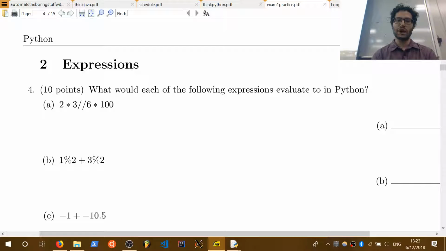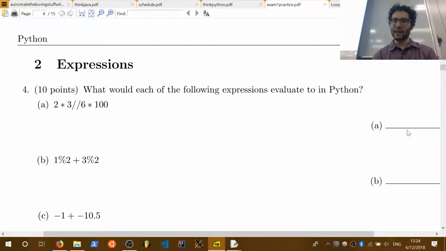So this is 2 times 3, that's 6. Okay, divided by 6, oh, that's 1. 6 divided by 6 is 1, right? And we're doing integer division here, right? So 2 times 3, which is 6 divided by 6, so that's 1 times 100. So that gives 1 times anything is that thing. So the answer is 100. So pretty easy math here.